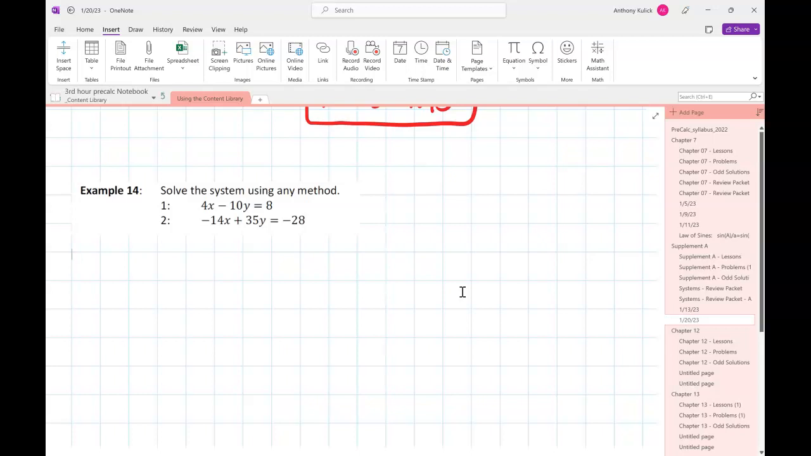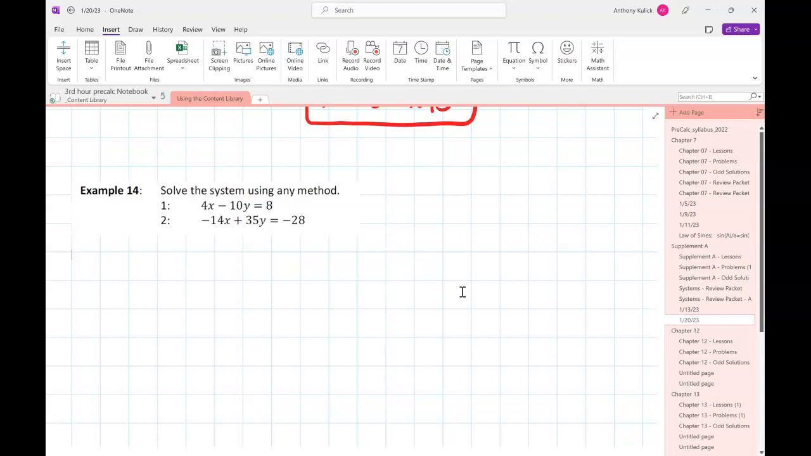So again, we're told any method. What's your preference? Well, I don't like substitution at all, because no matter what variable I try to solve for, I'm going to end up with a fraction somewhere, right? So I would do elimination here, because elimination is kind of the same whether things work out or not. In general, I like elimination more than substitution.